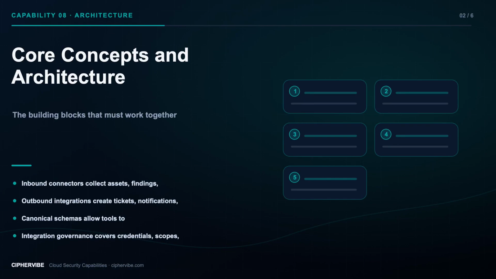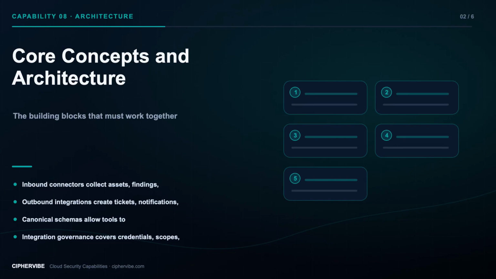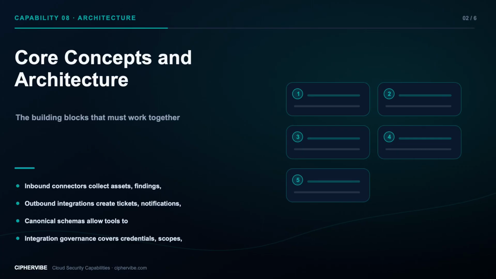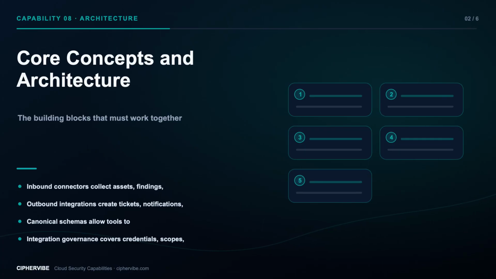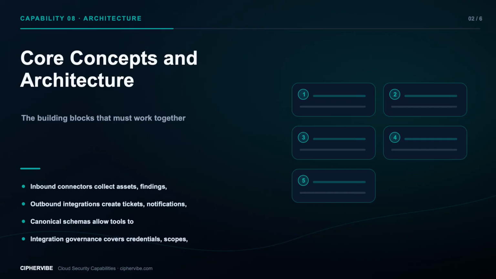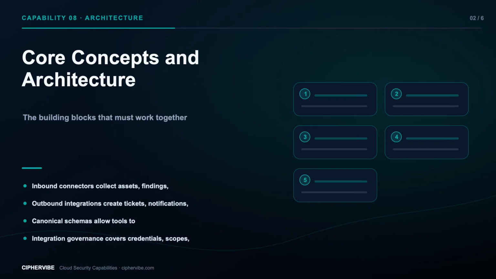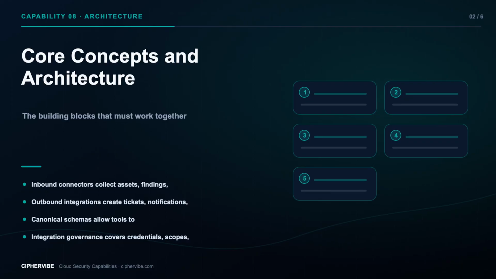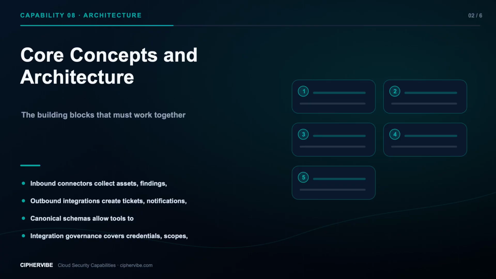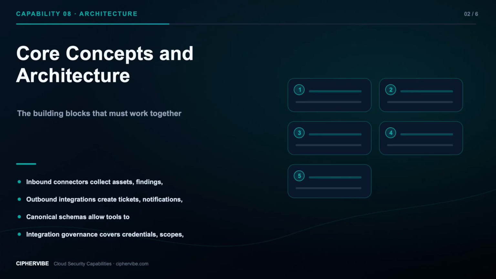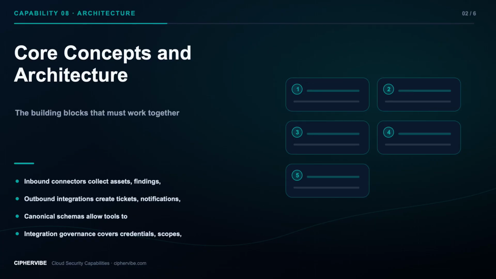The capability should create a traceable chain from source evidence to a security decision and then to an accountable action. First, inbound connectors collect assets, findings, identities, events, and business metadata using APIs, streams, files, agents, or webhooks. Second, outbound integrations create tickets, notifications, pull requests, response actions, reports, and data lake records.